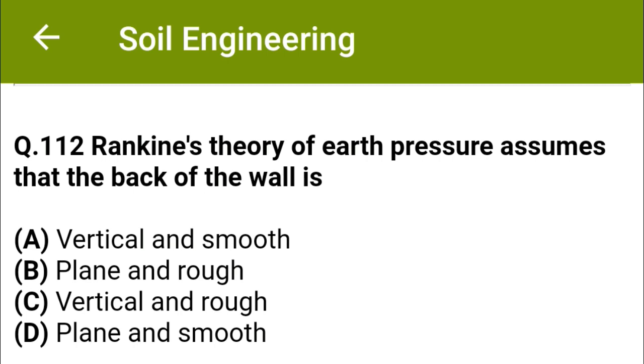Rankine's theory of earth pressures assumes that the back of wall is option A, vertical and smooth, option B, plain and rough, option C, vertical and rough, option D, plain and smooth. The correct answer is option A, vertical and smooth.